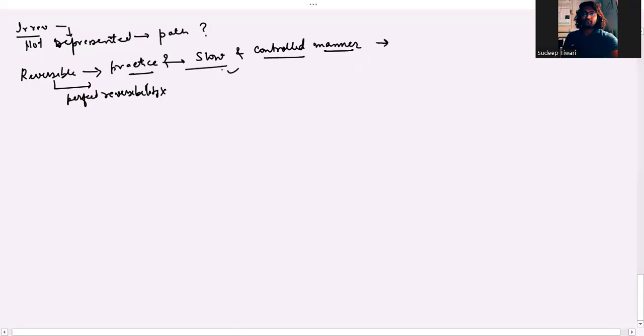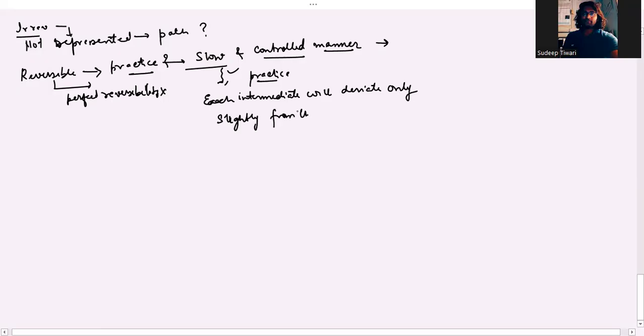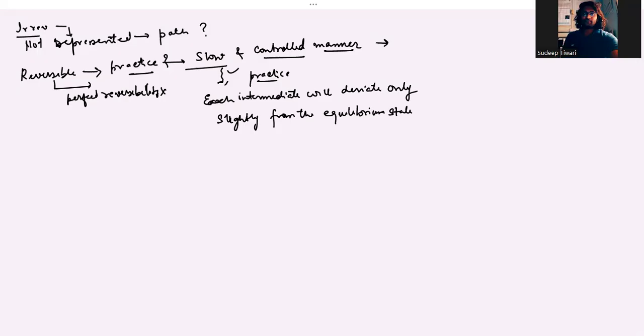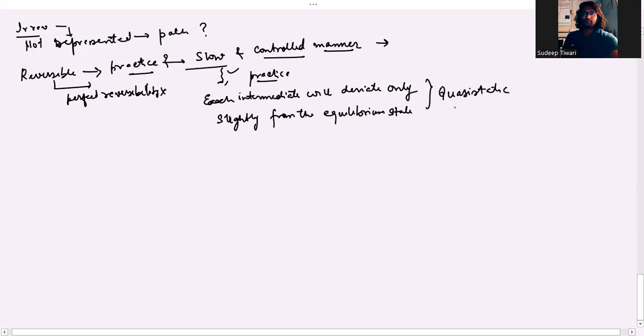In a very slow and controlled manner, each intermediate state will deviate only slightly from the equilibrium state. So each state is not exactly at equilibrium, but only slightly deviates from it. Such a process is called a quasi-static process.